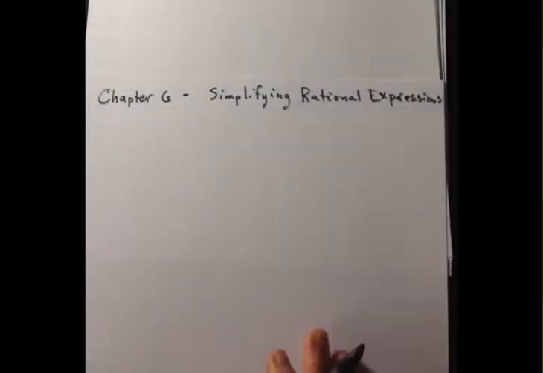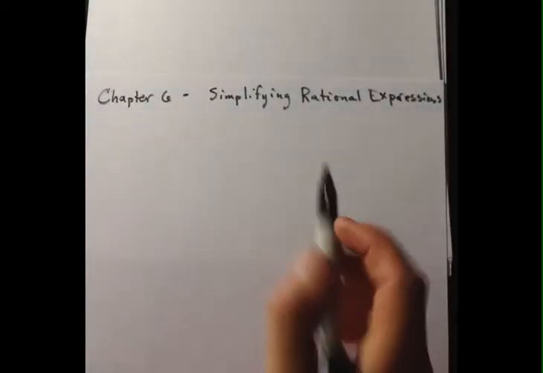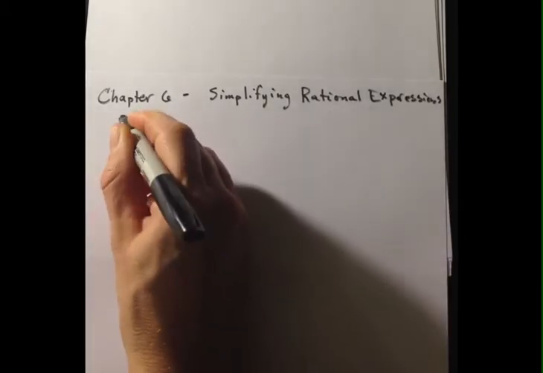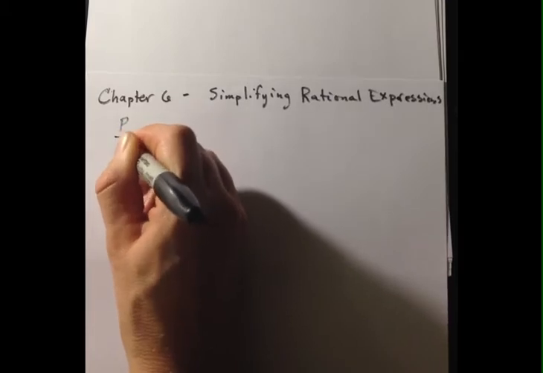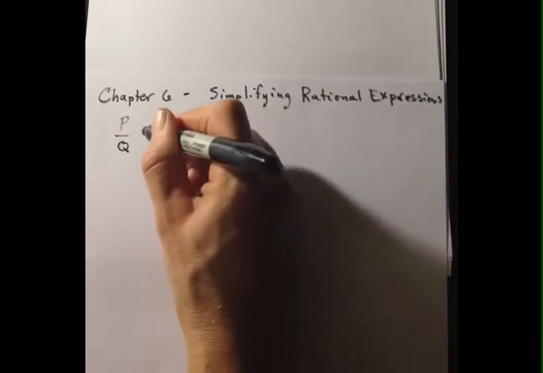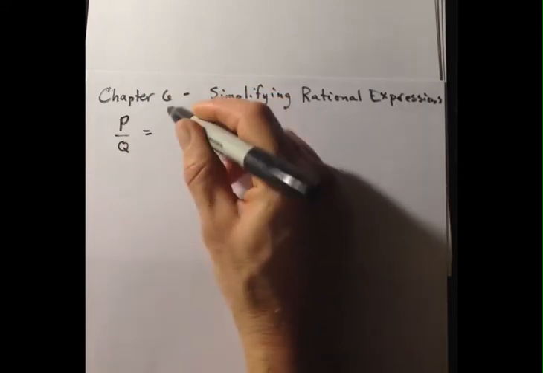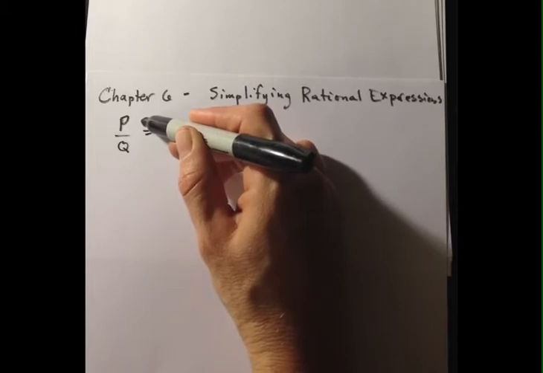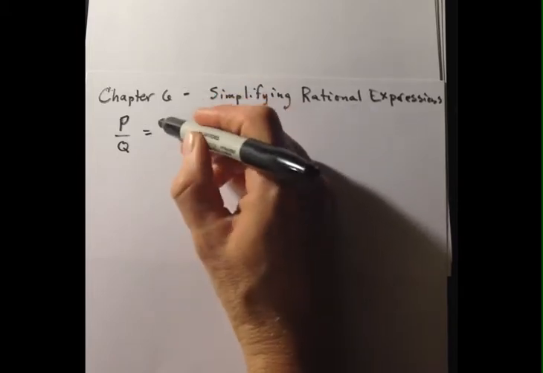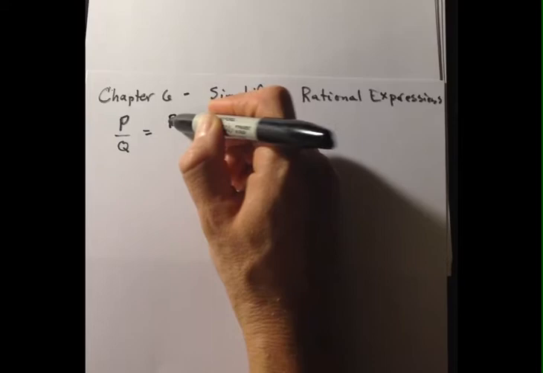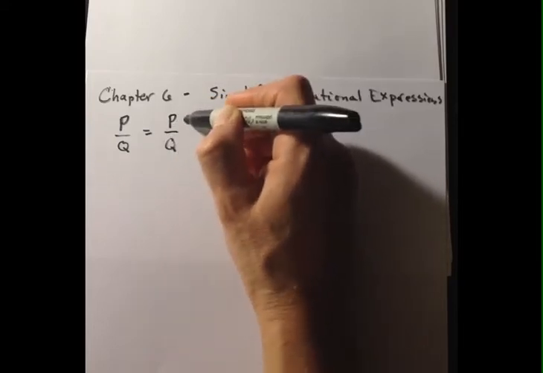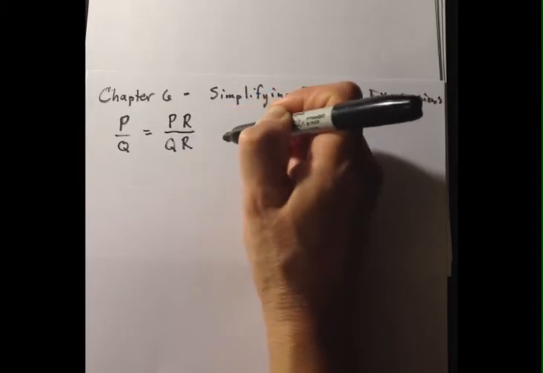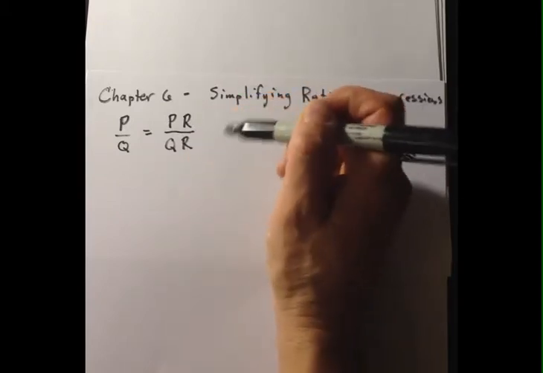Now I want to talk about simplifying rational expressions. Remember that if I give you a ratio, say P divided by Q, I can multiply it by 1 or by anything over itself and still have an equivalent ratio. So what I'm saying is that if I have P over Q times R over R, that's still the same thing, because R over R is just equal to 1.